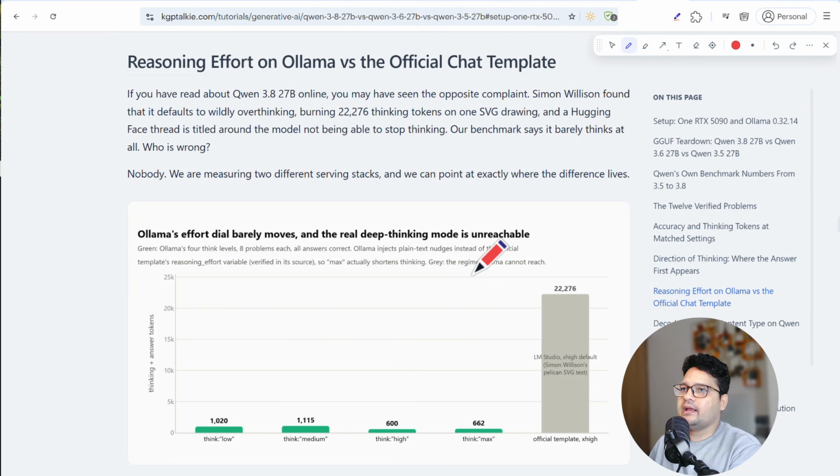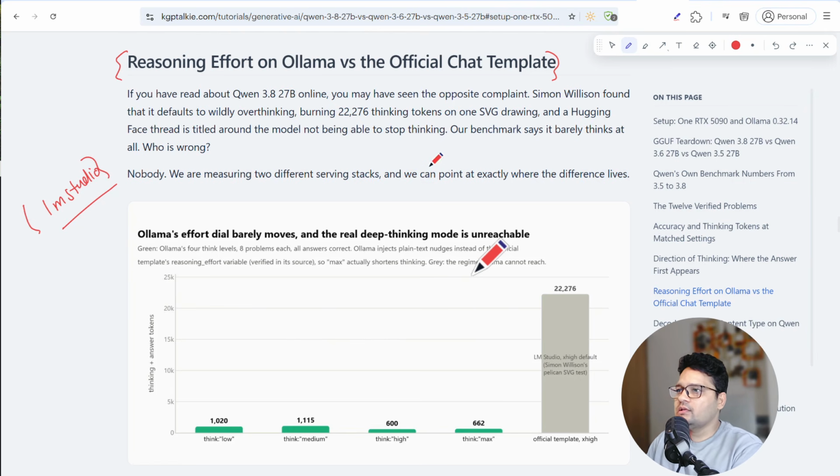Now let's go ahead and see how you can select the reasoning effort in Ollama. This is an important part I wanted to share here. Ollama does not currently offer a reasoning effort level. You can select the reasoning effort level with LM Studio. So if you are using LM Studio, then you can select the reasoning effort properly. Otherwise, if you are using Ollama, then the reasoning level cannot be selected.